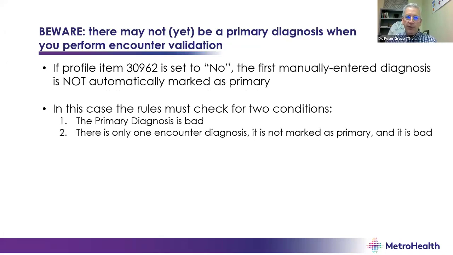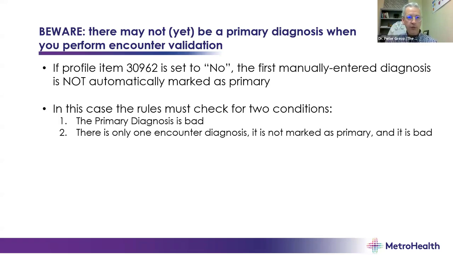Now, one thing you really have to be aware of, there may not be a primary diagnosis at the moment in time when you perform your encounter validation. We learned this the hard way, but maybe you won't have to. There's a profile item which you can set to default the first diagnosis that a person enters to be primary, but we don't do that. And because of that, it means that when the person is closing their encounter, if there's only one diagnosis on the encounter, it might not be marked as primary.